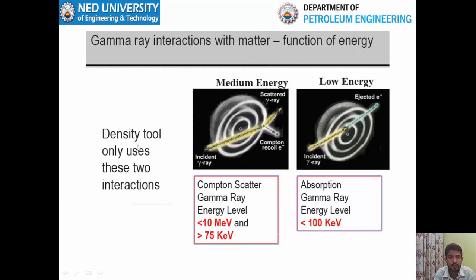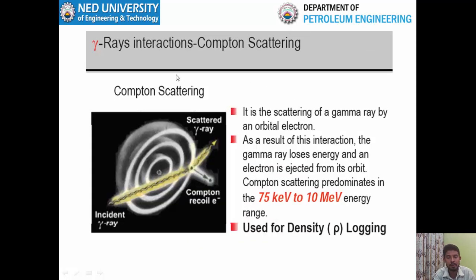The density tool basically uses these two principles, Compton scattering and photoelectric absorption. As mentioned in the previous slide, Compton scattering is the scattering of the gamma ray by an orbital electron. As a result of this interaction, the gamma ray loses energy and an electron is ejected from its orbit. Compton scattering occurs in the 75 kilo electron volt to 10 mega electron volt energy range. This is basically the principle used in density logging.